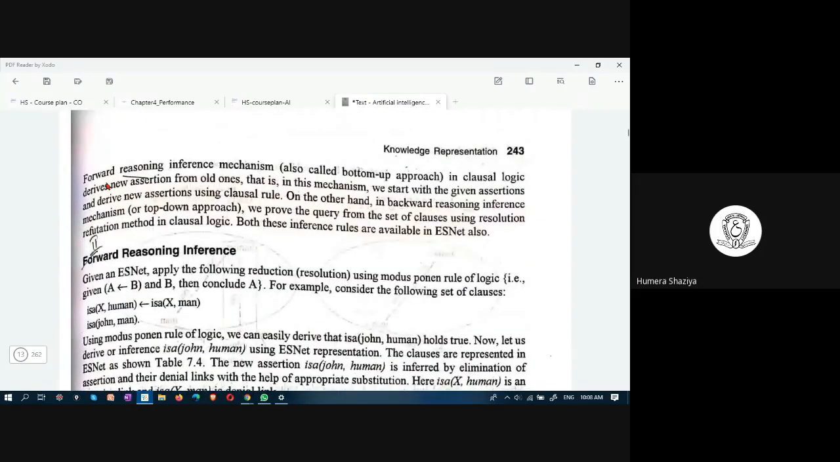Forward reasoning is also called the bottom up approach. We start with given assertions. Given assertions means what? All the statements that are there in the knowledge base. Those are known as assertions. And derive new assertions using the clausal rule.